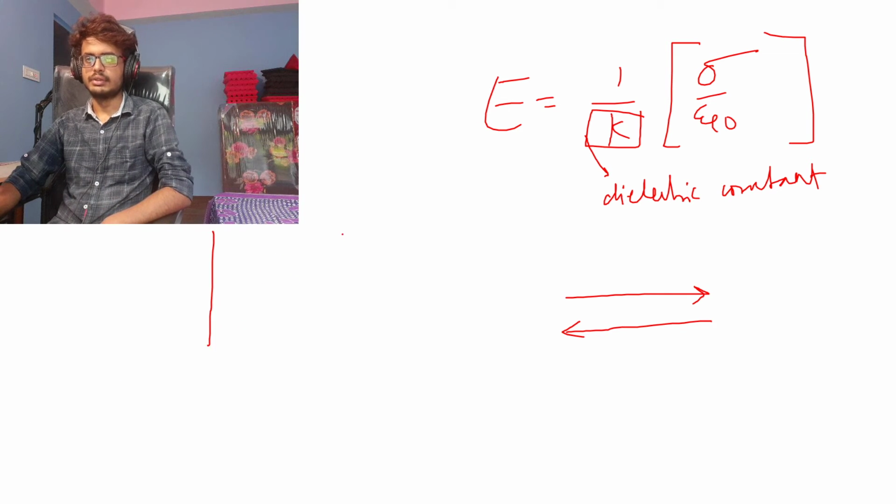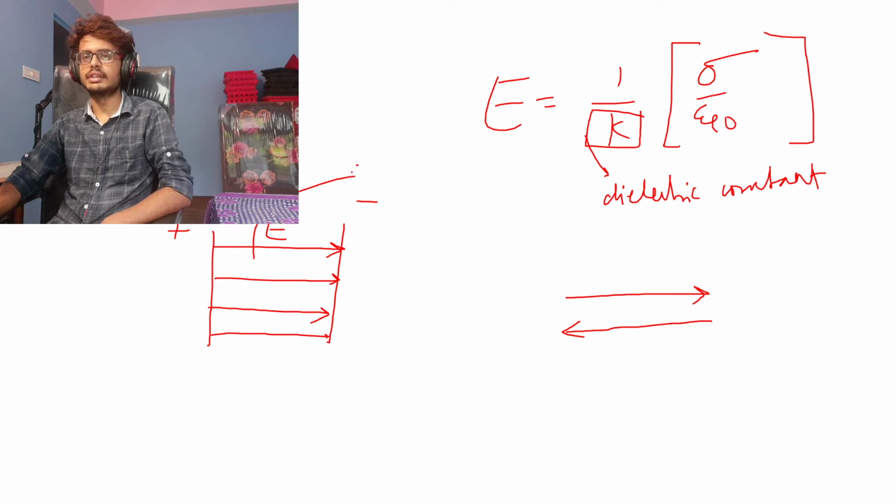So there are two parallel plates. One is positive, one is negative. So electric field will always be towards negative, right? So this is the electric field, right? And this empty space represents the dielectric medium. Okay, this is the dielectric. This is the dielectric.